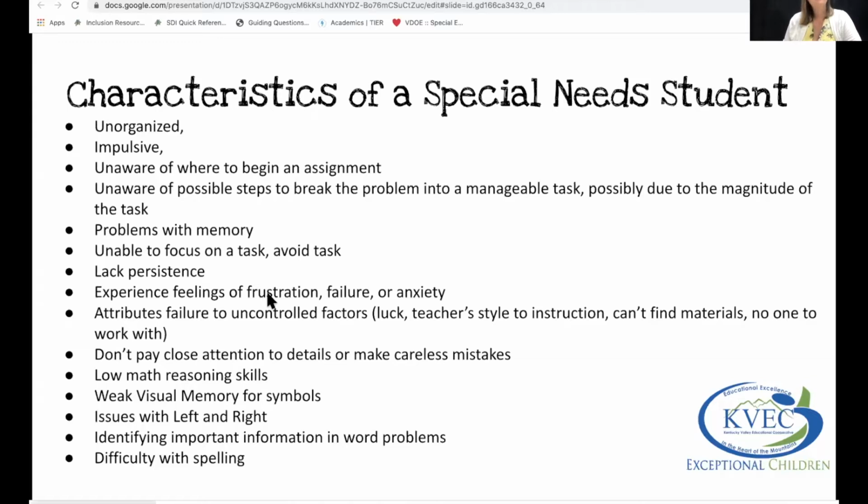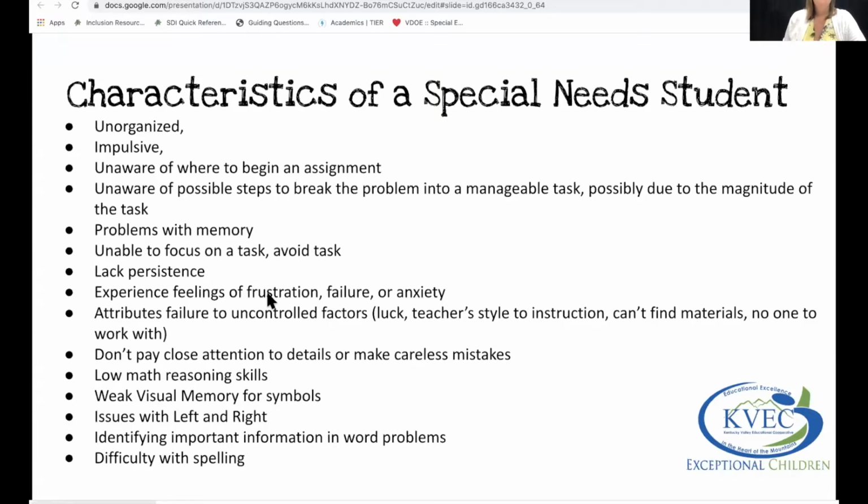They don't pay close enough attention to details or they make careless mistakes. This again can be taken care of through color coding, and I'm going to show you some of those. Low math reasoning skills. That's going to come to you actually scaffolding the instruction, but it's also going to come about by you teaching them to scaffold. So we're going to talk about that as we go on. Of course, weak visual memory for symbols: word walls, cue cards, those kinds of things can be used for that.